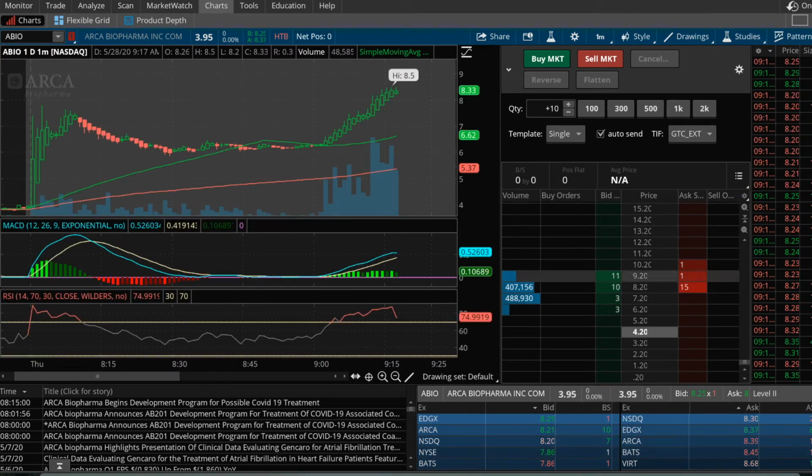Now, on the right-hand side, guys, I have time and sales. I have a little bit of level 2. I have news here. I have the active trader. So if I want to make an active trade, I can do that all right here. It's just kind of the way that I like to set it up, and it works for me.